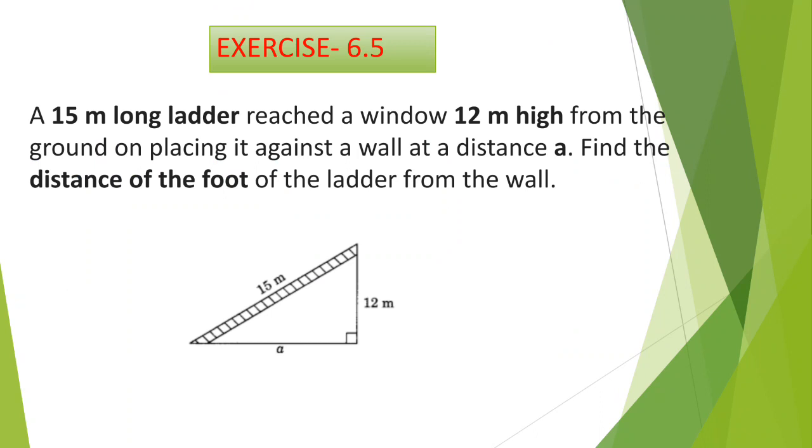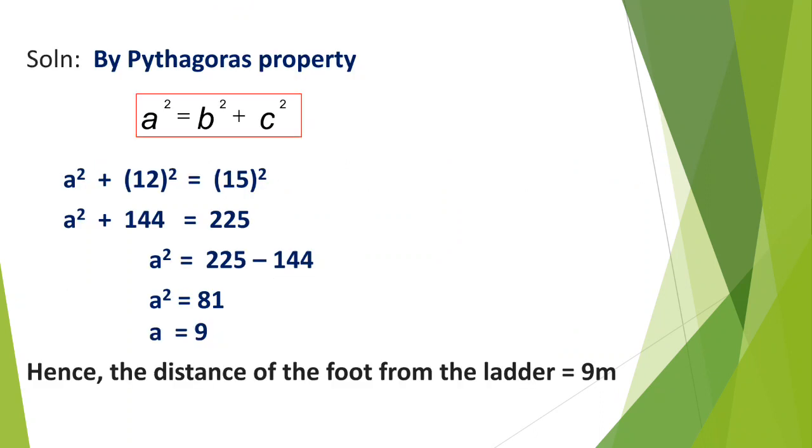What are the remaining sides? One side they have given as A, the distance A. Another one is 12. So, A square plus 12 square is equal to the hypotenuse side, 15 square. Take A square as it is. 12 square, 12 into 12, is 144, equal to 15 square. 15 into 15 is 225. Here we have to find the unknown distance A.